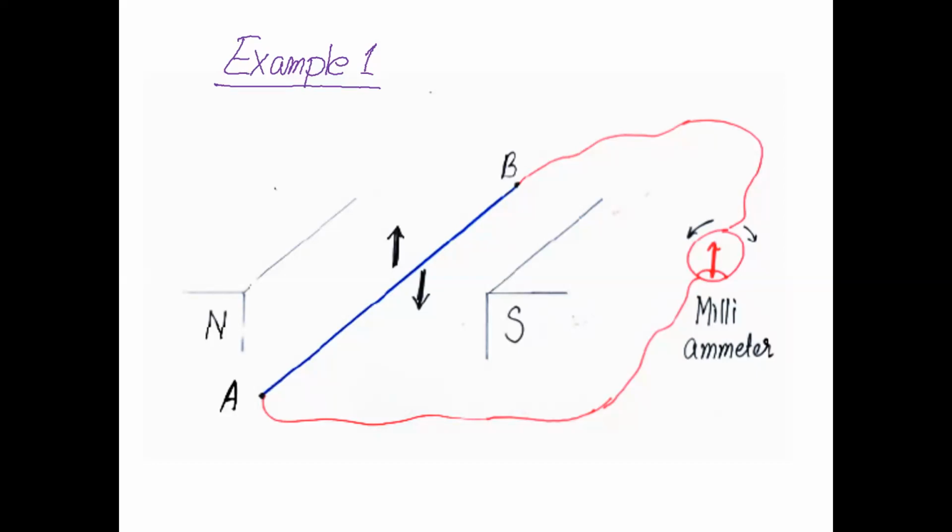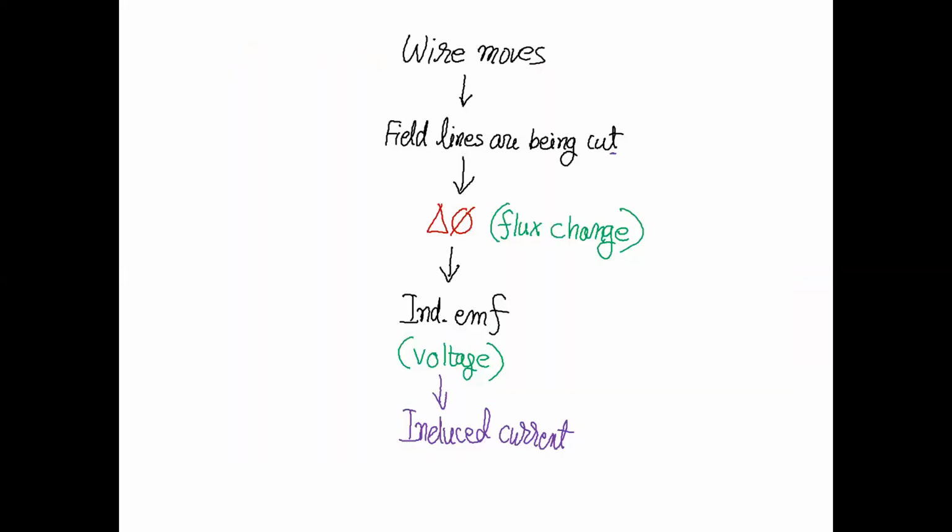So you will move the wire, and the wire will be cutting the field lines. The wire will be cutting the field lines, and then there will be a flux change.